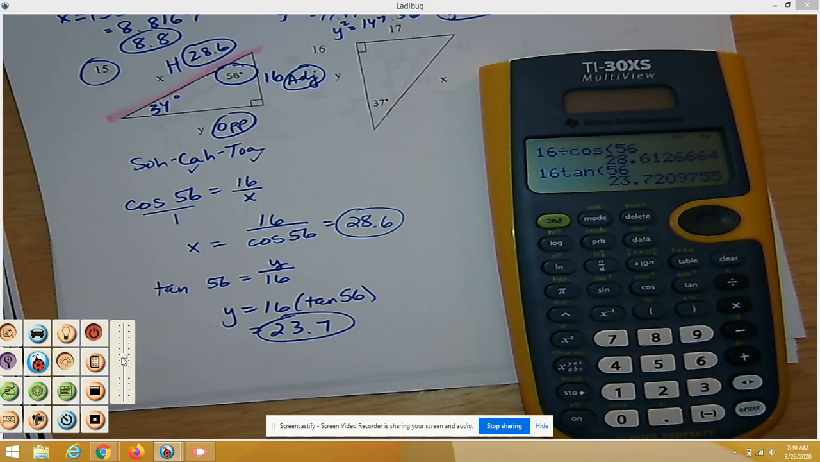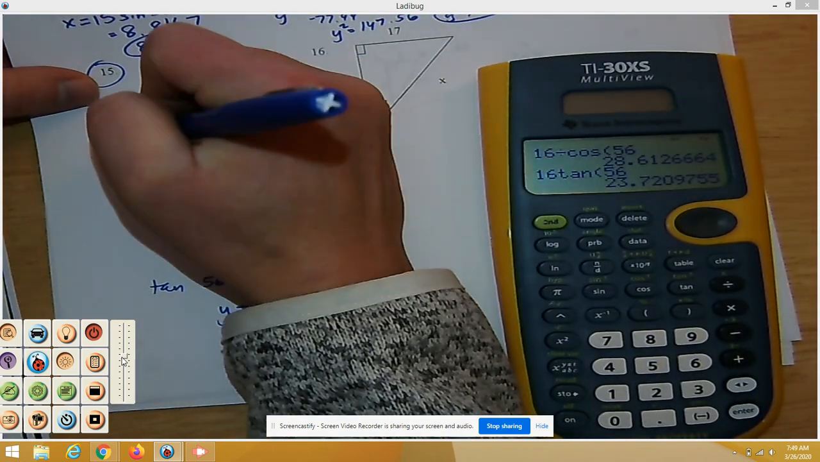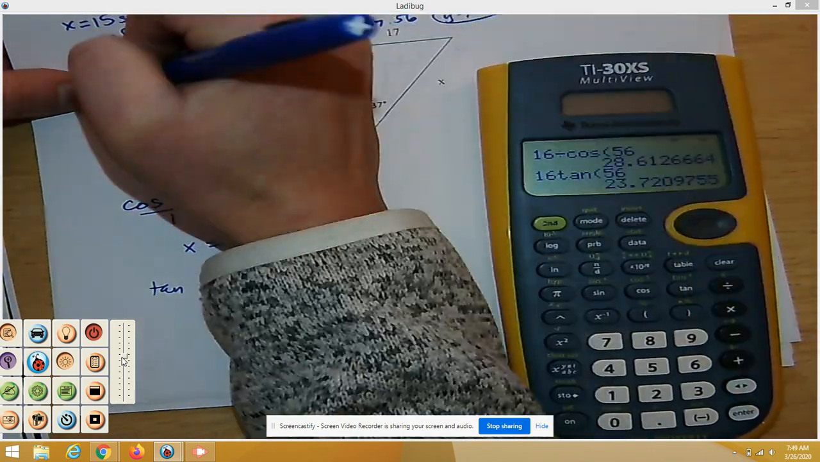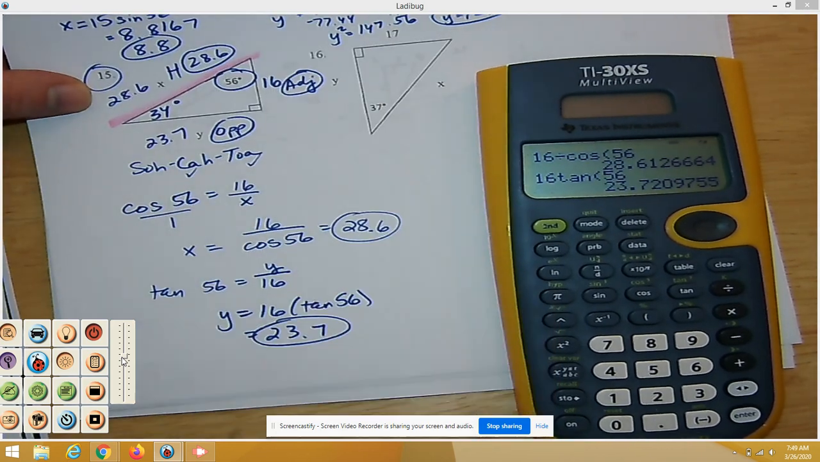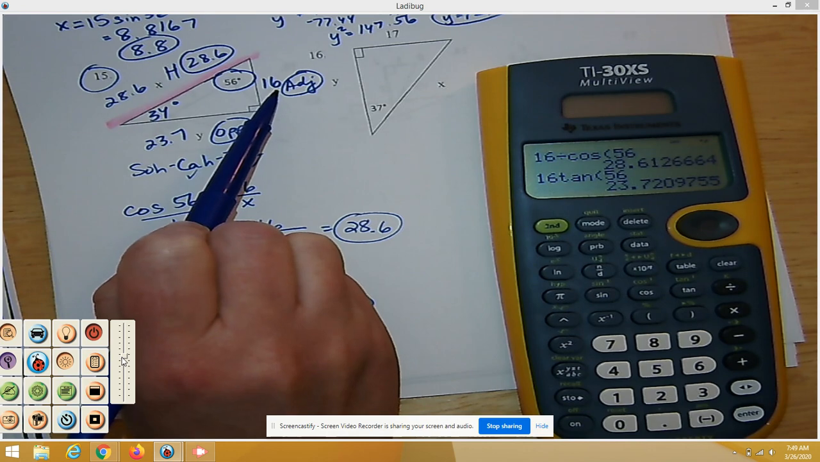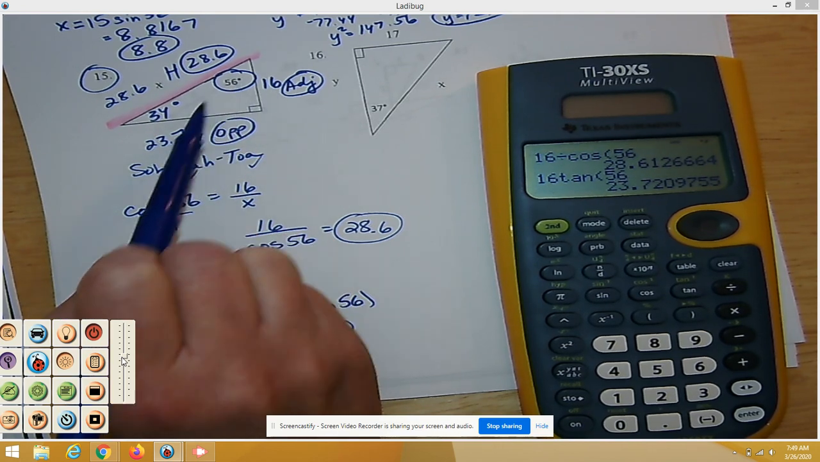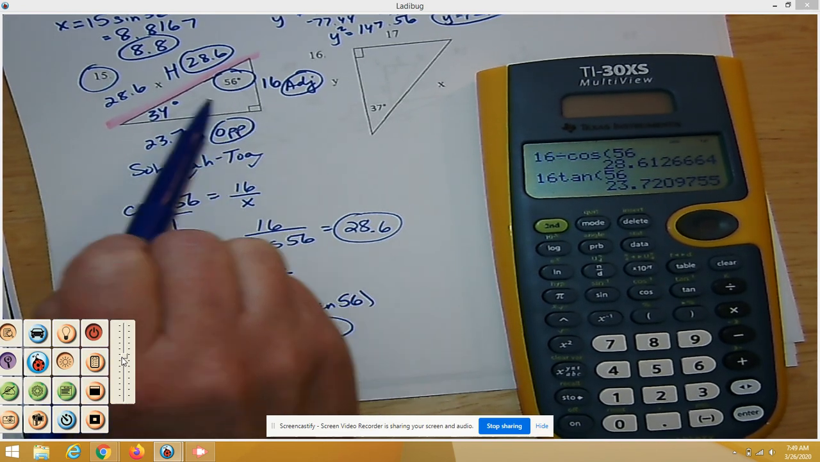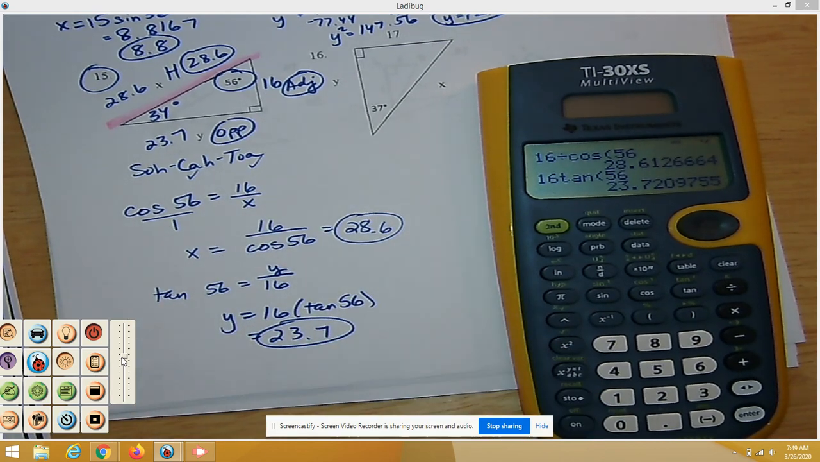And then we can always verify, so I'm going to write those in. Okay, so across from the smallest angle is the smallest side, the 16. Across from the medium angle is the medium side. Across from the right angle is the largest side, and you are good to go.